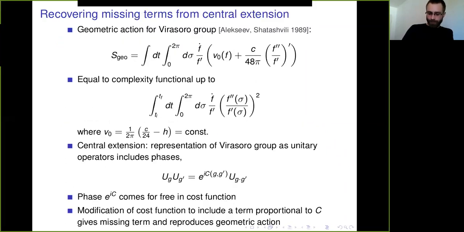The reason I'm telling you all of this is that the geometric action for the Virasoro group has actually been derived previously by Alekseev and Shatashvili in 1989, and it takes on a form that is very similar to the complexity function that was defined previously in this talk. Namely, it is exactly equal to the complexity function up to the addition of this additional term. Previously, we had exactly the same form, but here there was a Schwarzian derivative in the last term.